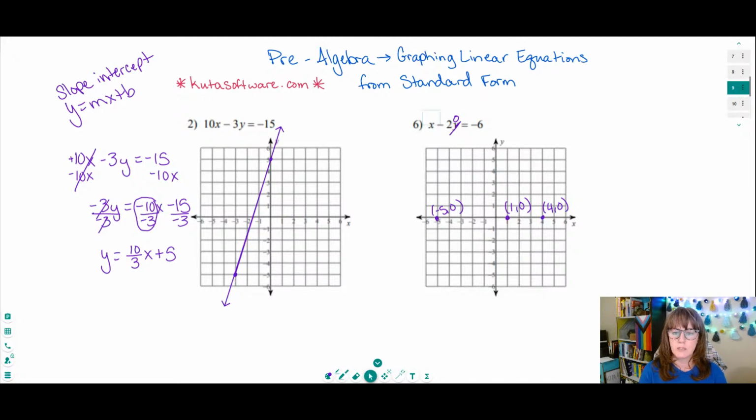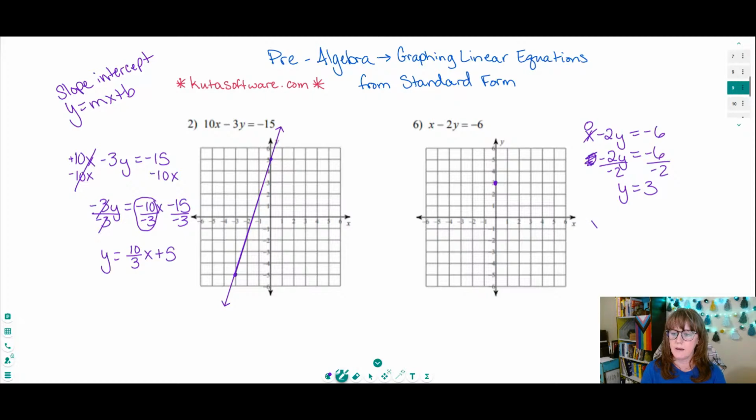So that's what we're going to do. Let me rewrite this over here. So we've got x minus 2y equals -6. I'm going to substitute this x for a 0. So 0 minus 2y equals -6. That just kind of goes away. We can divide by -2, and y equals 3. So then that is our y-intercept.